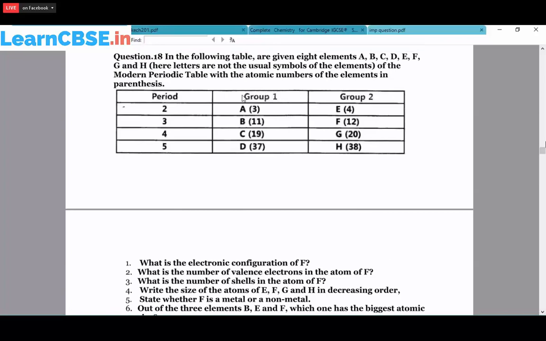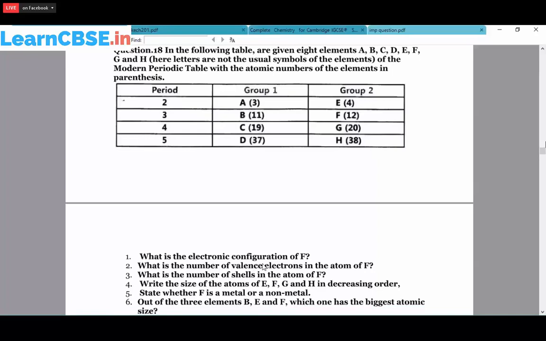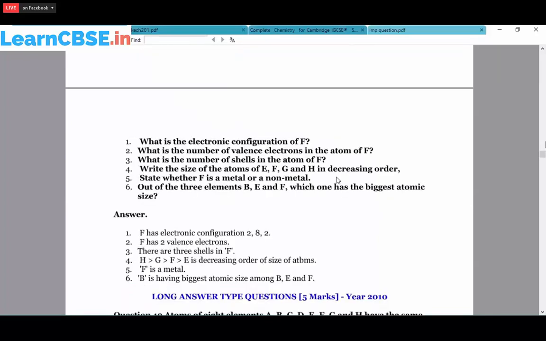So in the following table are given 8 elements A, B, C, D, E, F, G and H of the modern periodic table with the atomic numbers of the elements in the parentheses. Okay. So now, what is the electronic configuration of the F? So the F is having the atomic number 12. So first 2 electrons we have to give in the first shell, then 8 electrons, then 2. So 2, 8, 2.